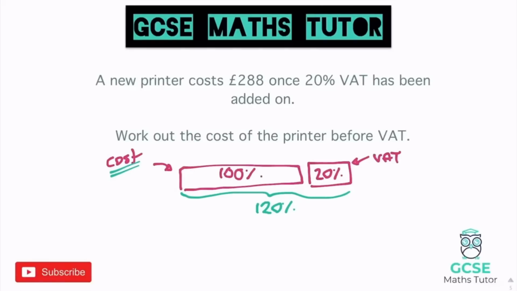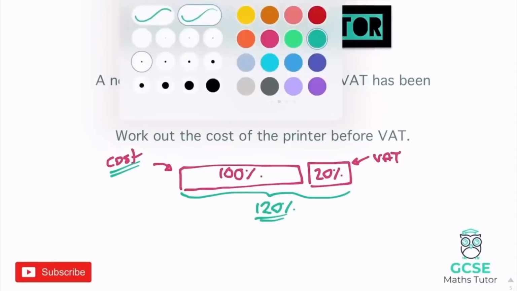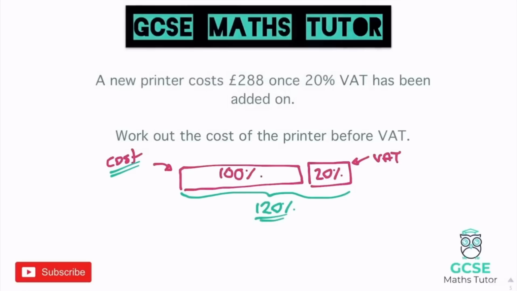So in this instance we've got either the 20% or the 120% down the bottom there once that 20% has been added on. So it says a new printer costs £288 once the VAT has been added on. So you've just got to ask yourself the question, is that the VAT that's been added on, or is that the price I'm actually going to have to pay, the 120% down here? And if you read the wording there, a new printer costs £288. It doesn't say that £288 VAT has been added on, it says that's what it costs. So that is the 120%.